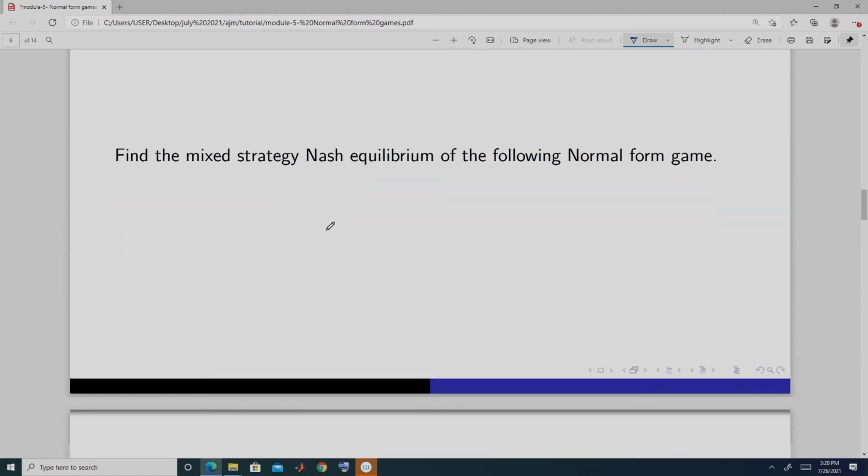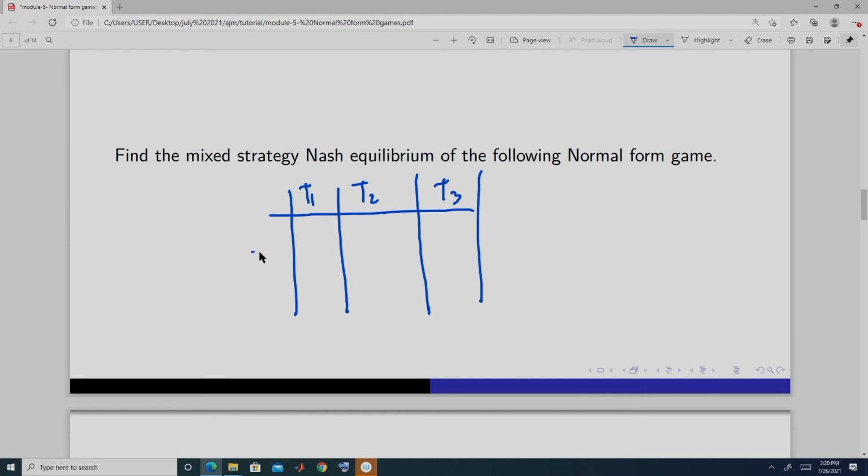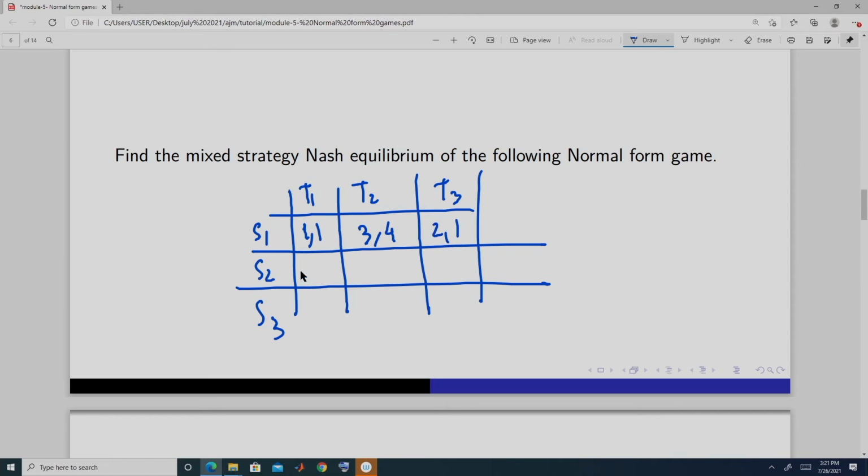Now, let us solve one: find the mixed strategy Nash equilibrium of the game. Suppose the game matrix form, or the normal form game, is of this nature.